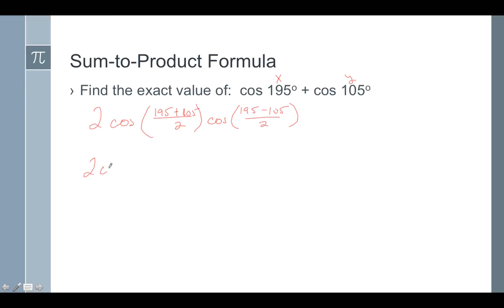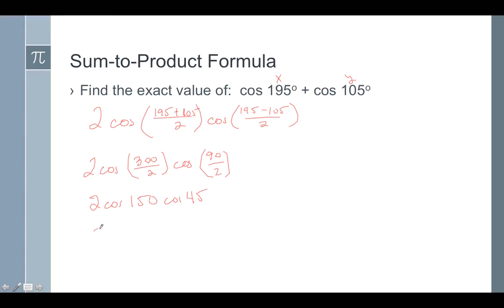And we're going to do a little bit of simplifying. 195 plus 105 is 300. 195 minus 105 is 90. So we get 2 times the cosine of 150 times the cosine of 45. And those are actually good numbers, and that's the whole point. They're not going to give you ugly numbers here.